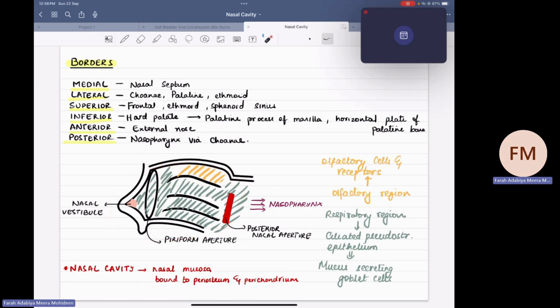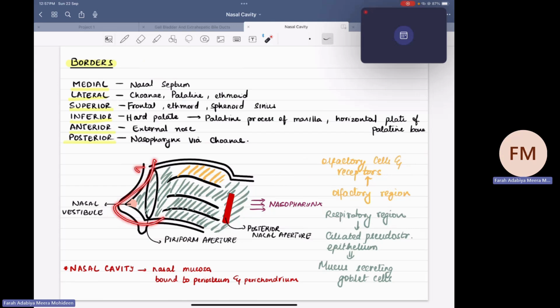Now the difference is the cells. Your olfactory region has olfactory cells and receptors. This is why one of the major functions of your nasal cavity is the sense of smell, because as you know, you have a cribriform plate right above it, superiorly, and there's an olfactory bulb that rests on it with your olfactory nerves that pass through it. So it has receptors and olfactory cells.